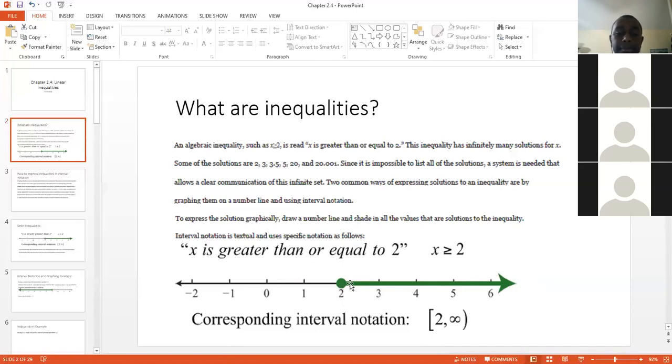So we have 2 here. 2 is included, so x is greater than or equal to 2. So x can be equal to 2, so we circle that in. And all the values to the right of 2 are values that x can be. So everything greater than 2, including 2, are values that satisfy this inequality. So this is how you use a number line.